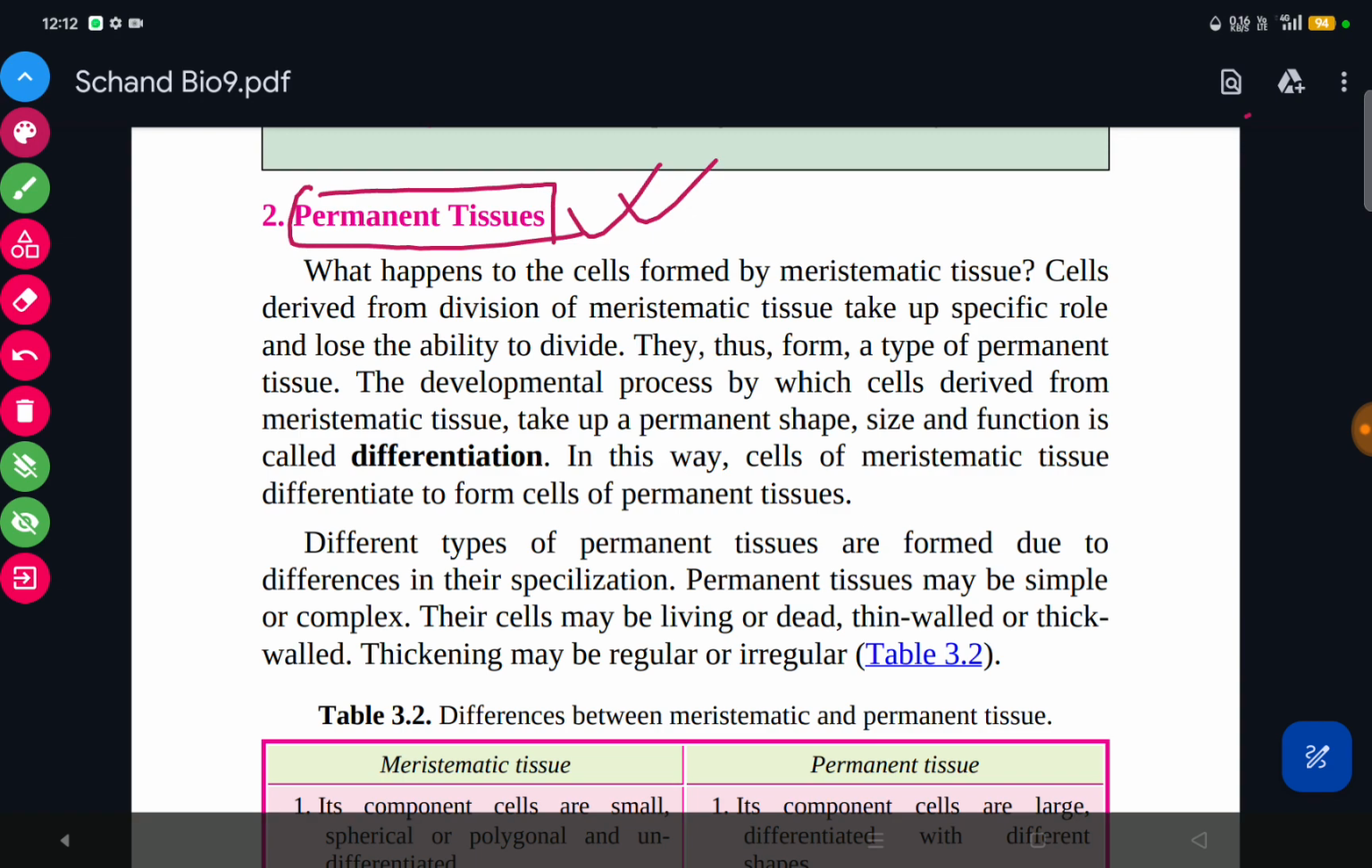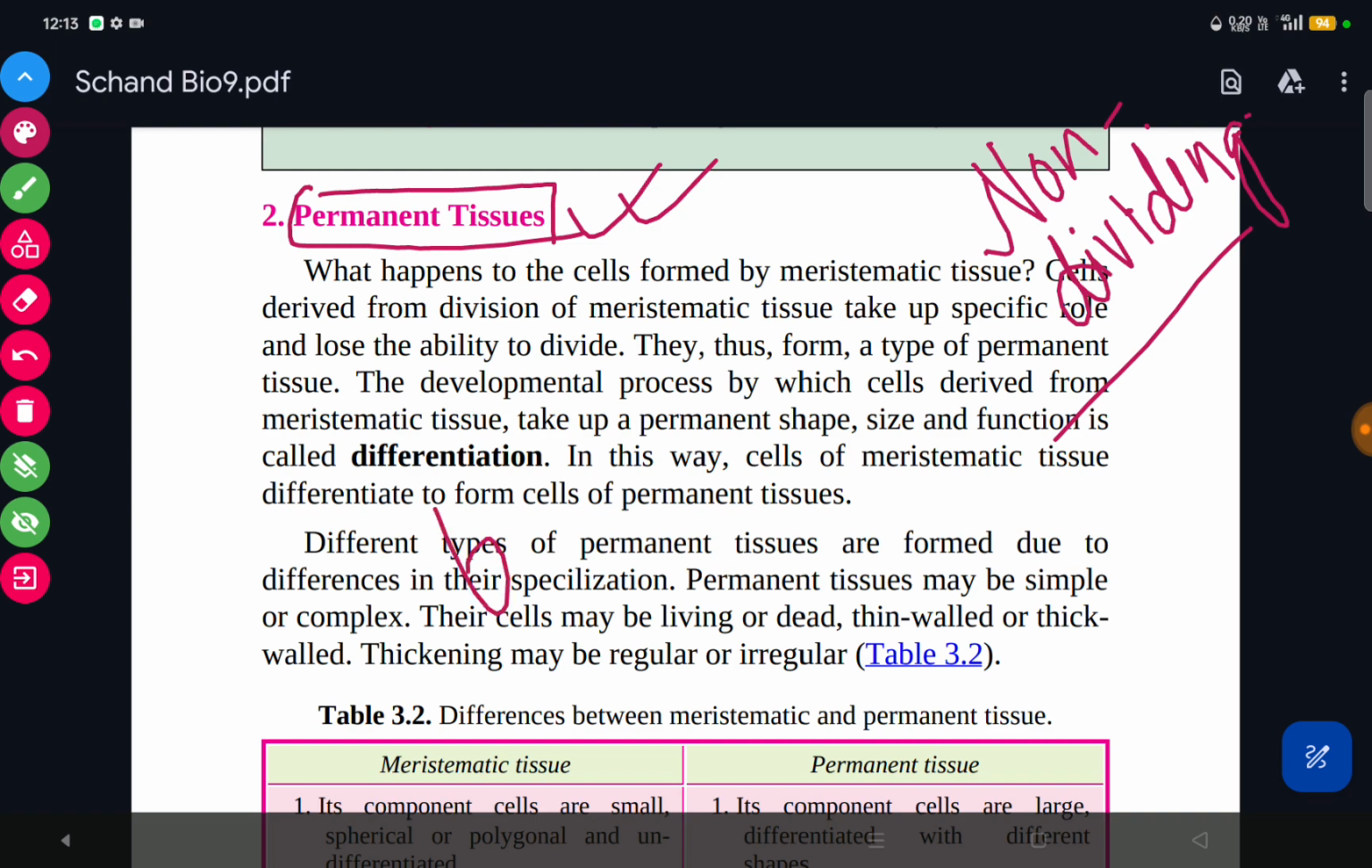What are permanent tissues? Permanent tissues are the non-dividing tissues. The meristematic tissues were the actively dividing tissues, but the permanent tissue is the non-dividing tissue, which has lost its capability to divide. So the permanent tissue forms the bulk of the plant body. And since the tissue does not divide, it becomes specialized and remains the same throughout.